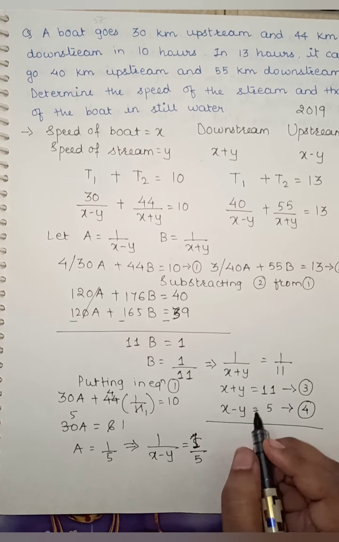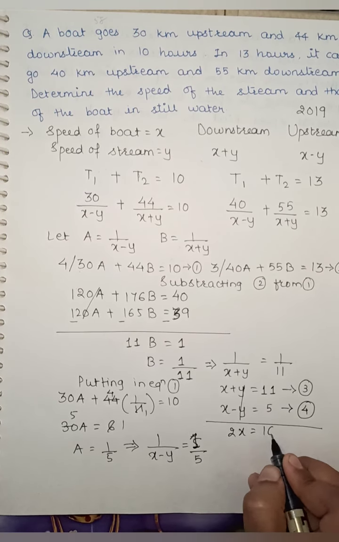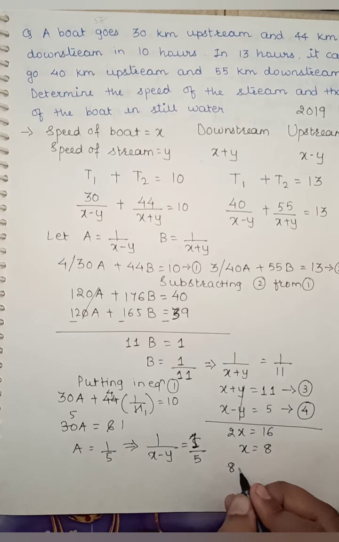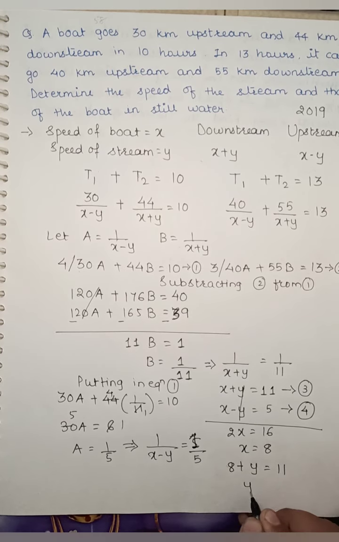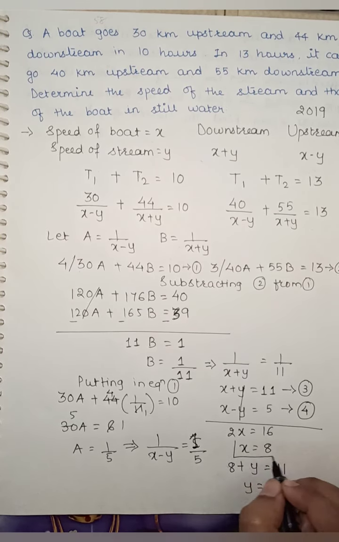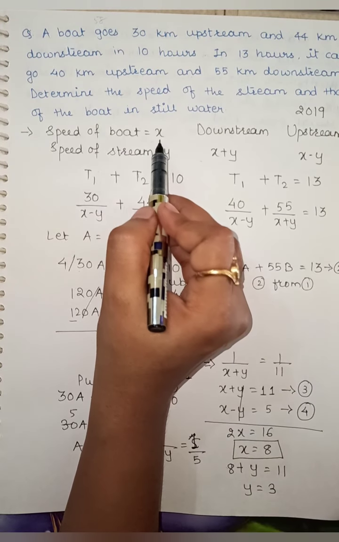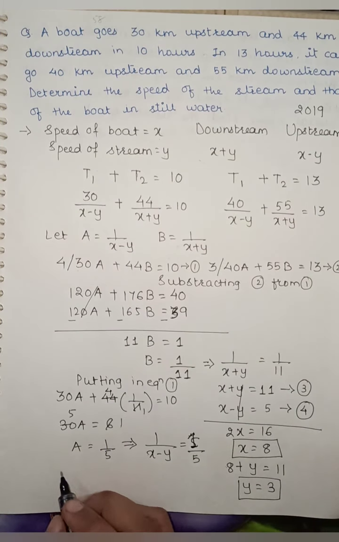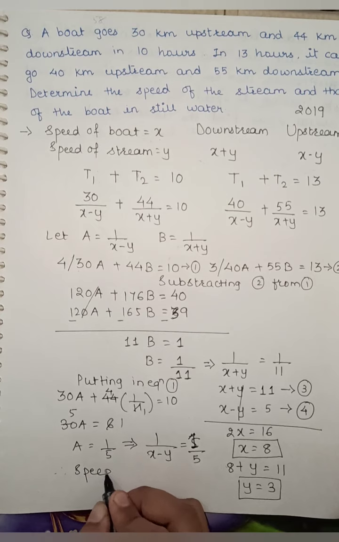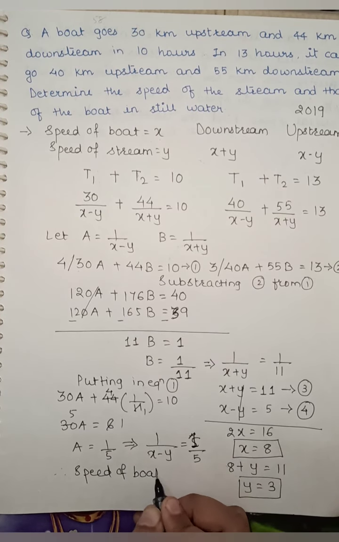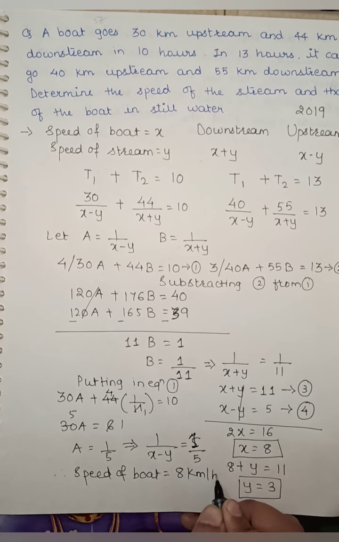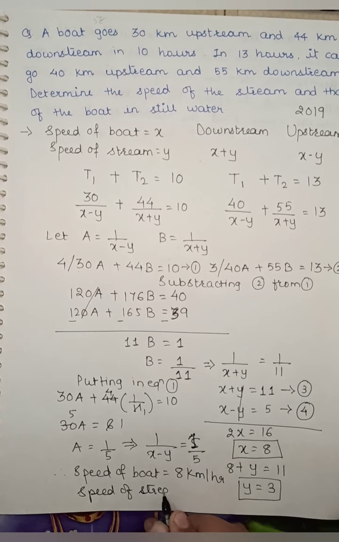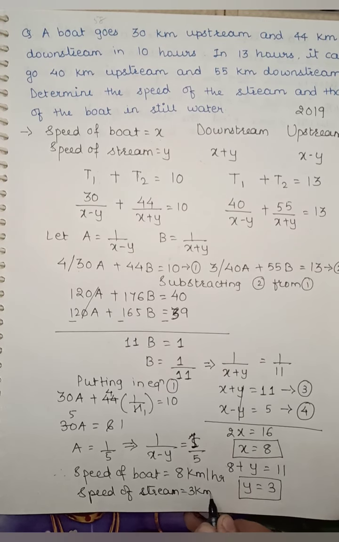Now just simplify. 2x equal to 16, which means value of x is 8, and replacing in this equation you will get 8 plus y is equal to 11, therefore y is equal to 3. So now what is your x? x is my speed of boat, and y is my speed of stream. So I can write, therefore speed of boat is 8 kilometer per hour, whereas speed of stream is 3 kilometer per hour.